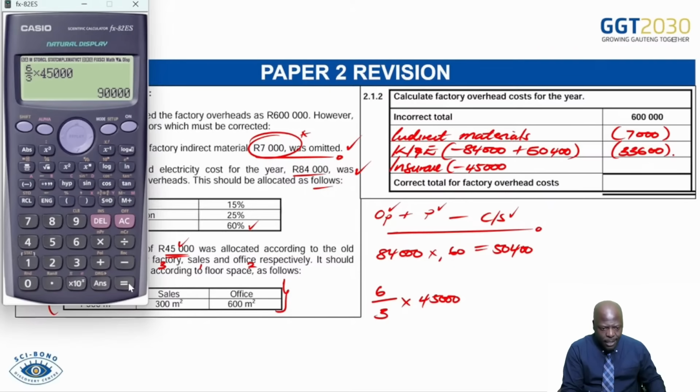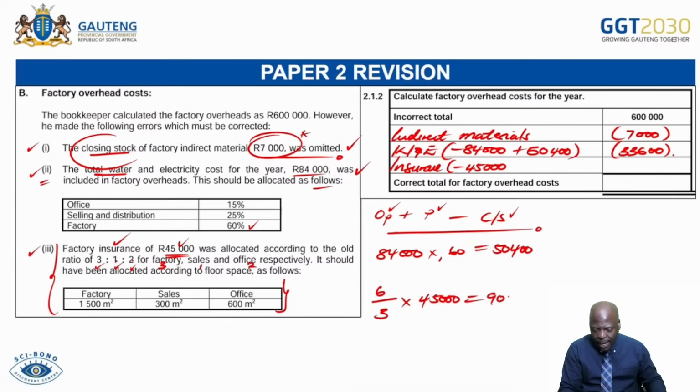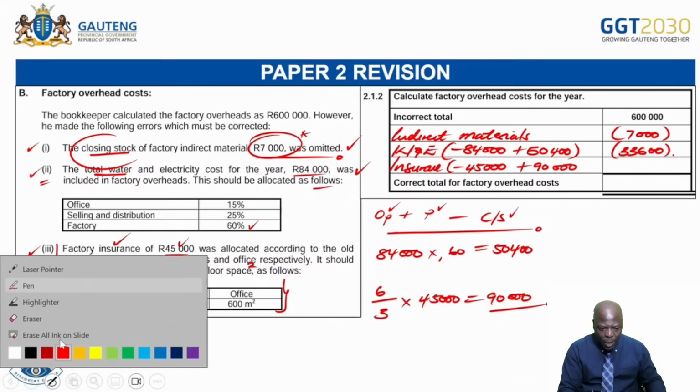90,000. And that is going to give us 90,000. So we come here and we say 90,000 like that. And then we come and say plus 90,000. Plus 90,000. All right. Is that correct? No, because we still have to split that amount.